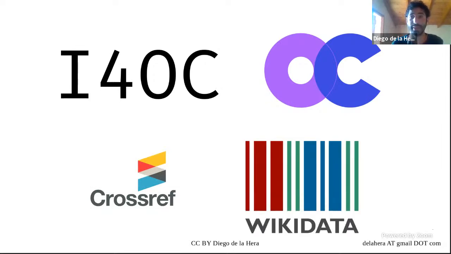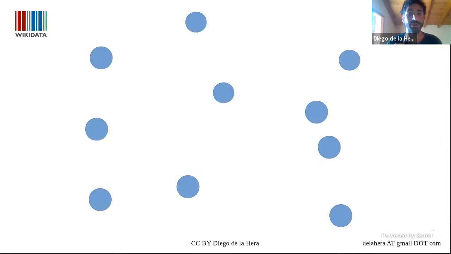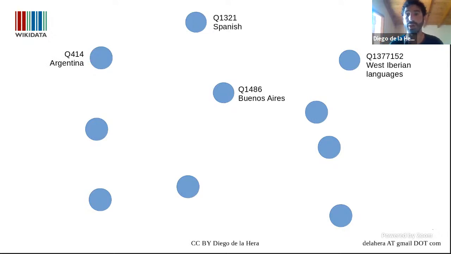Now, this is the second time that I mentioned Wikidata, so I think it's worth saying a little bit about what it is for those who might not be familiar with it. Wikidata is a knowledge base, a knowledge graph that is collaboratively built. When I say a graph or a network, I mean it has nodes, and each of these nodes refers to an object, a concept, or a topic. For example, in Wikidata, we have a node for Argentina, a node for Buenos Aires, a node for the Spanish language, and a node for West Iberian languages.